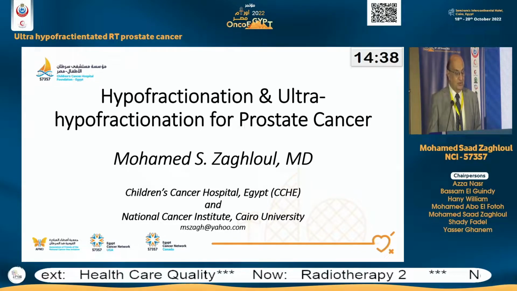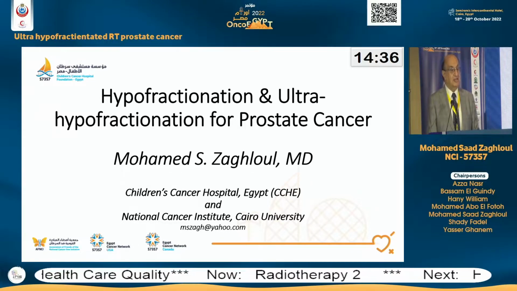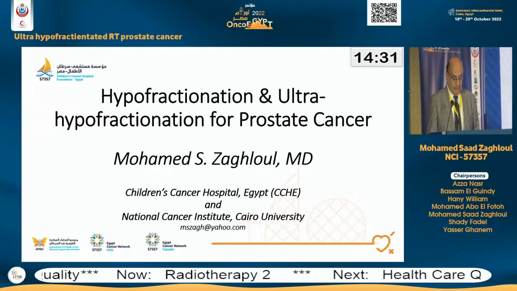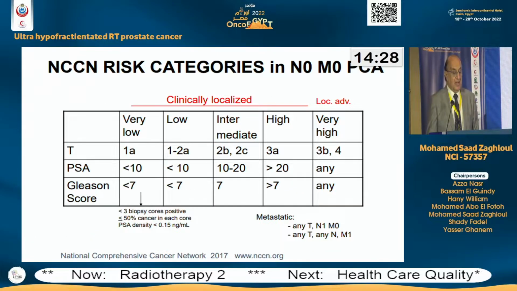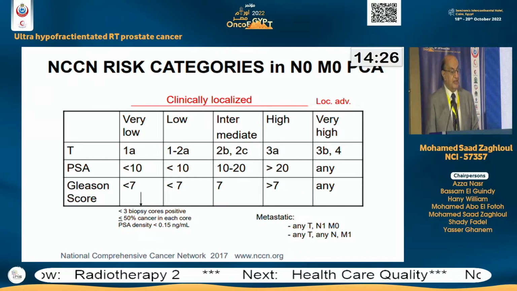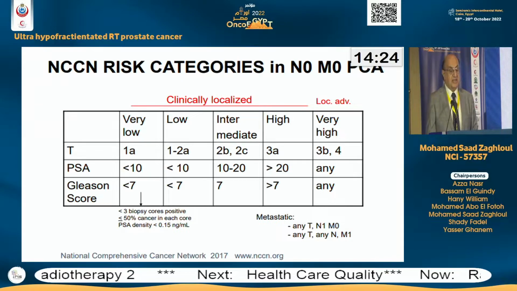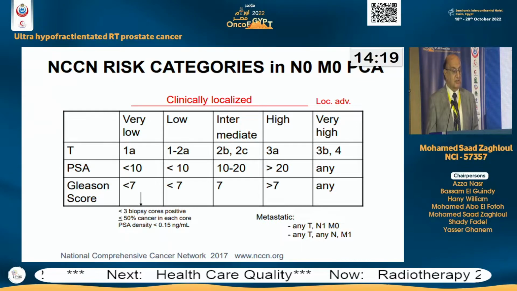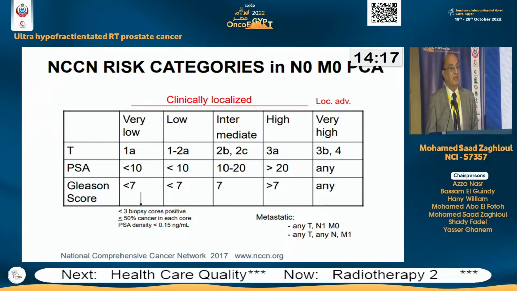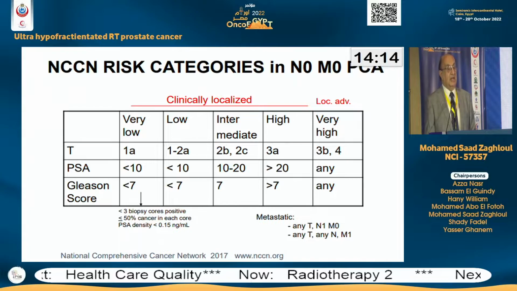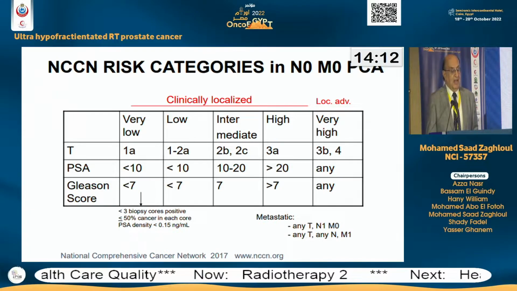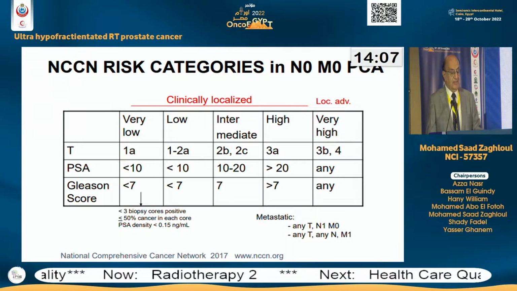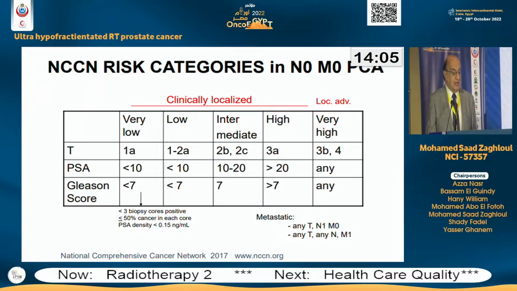Today I'm going to speak about hypofractionation and ultra-hypofractionation for prostate cancer. All of us know that the NCCN risk categorizes the clinically localized patients into very low, low, intermediate, high, and very high. For simplicity, it's always low, intermediate, and high. And these are the characteristics of each category.